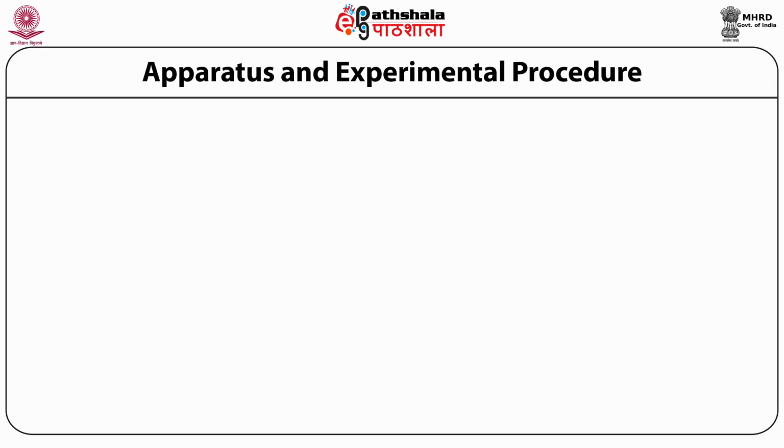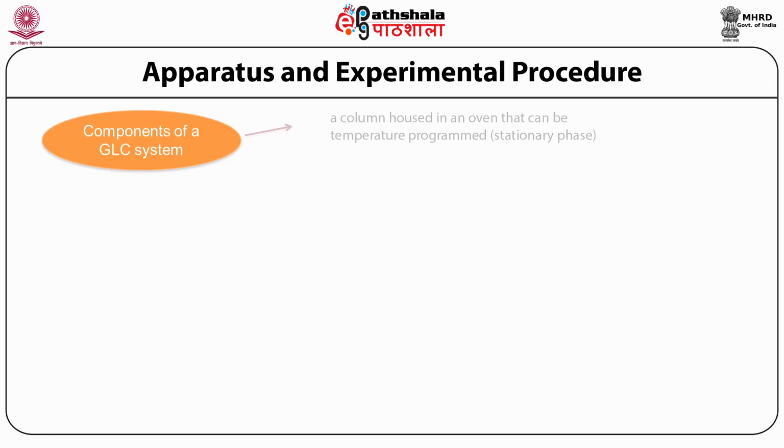Here you see a list of the components that make up a GLC system. A gas liquid chromatography system comprises a column that is housed in an oven that can be temperature programmed, and this column houses the stationary phase, which is, like I said, a high boiling point liquid. Then there is a sample inlet point.